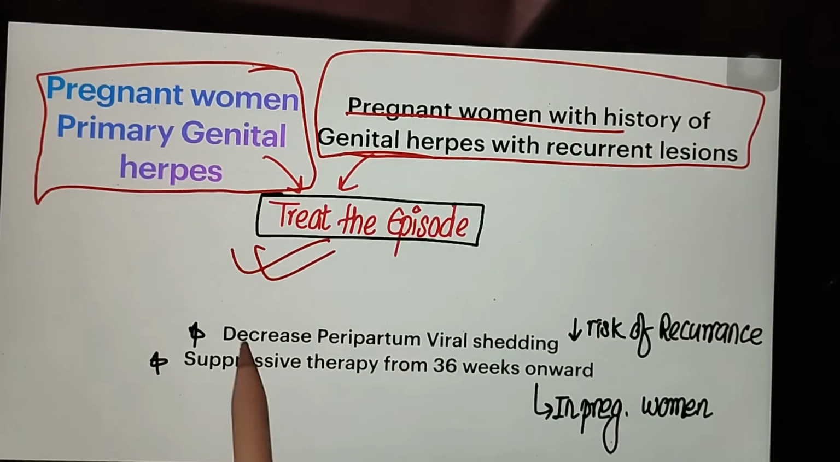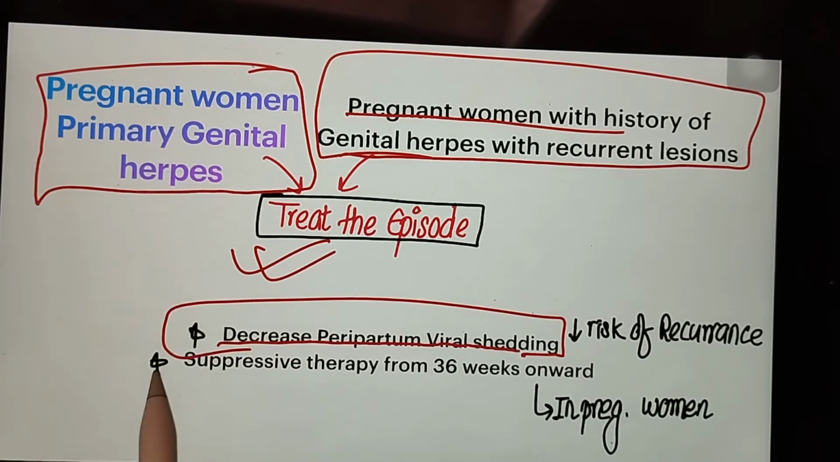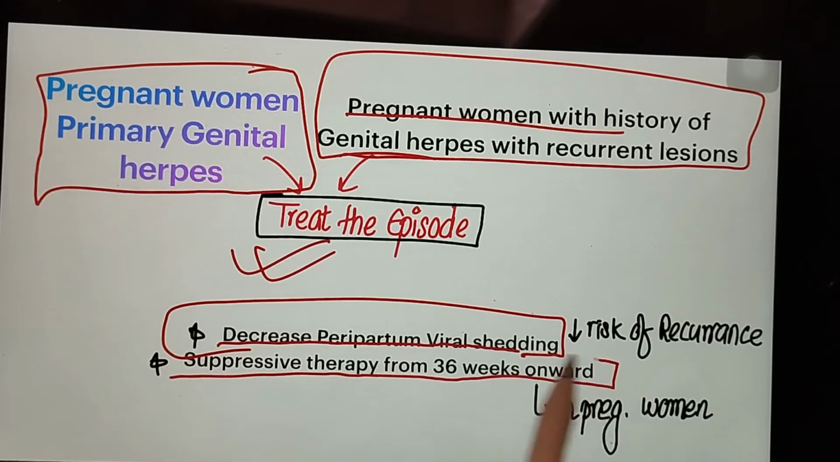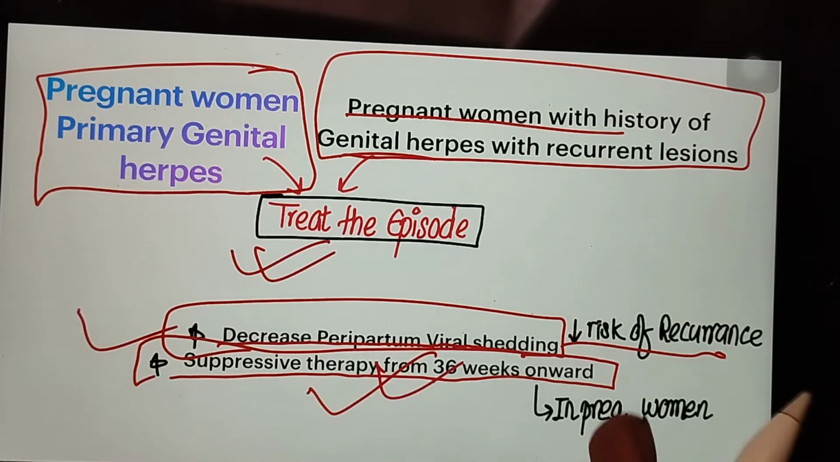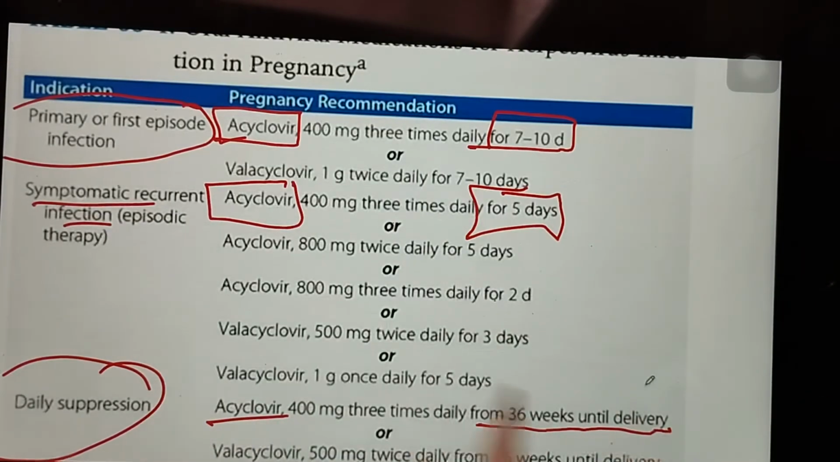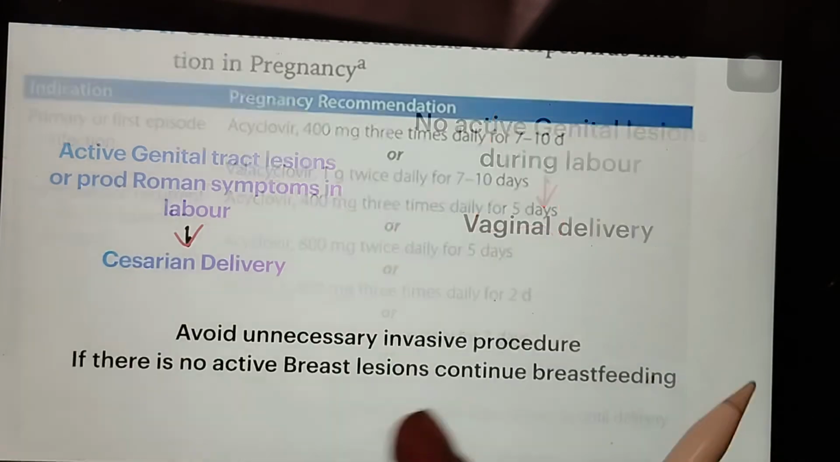That decreases peripartum viral shedding, and the suppressive therapy from 36 weeks onward decreases the risk of recurrence. It is given to the pregnant woman from the 36th week until delivery.